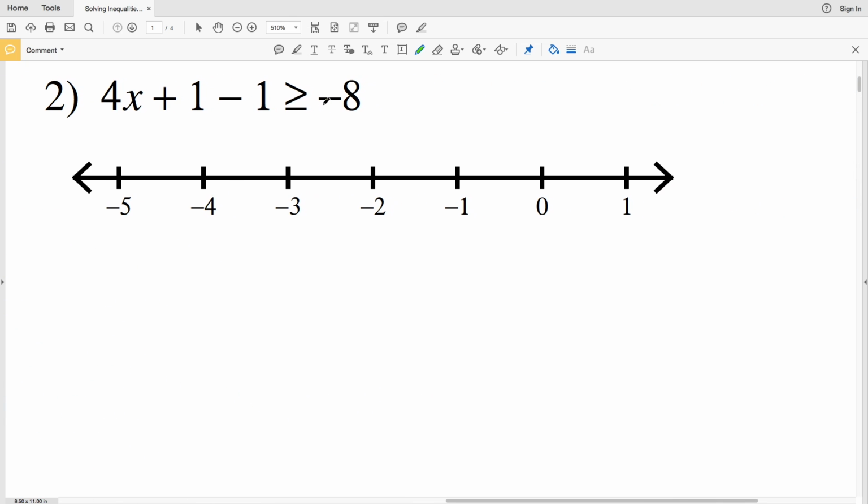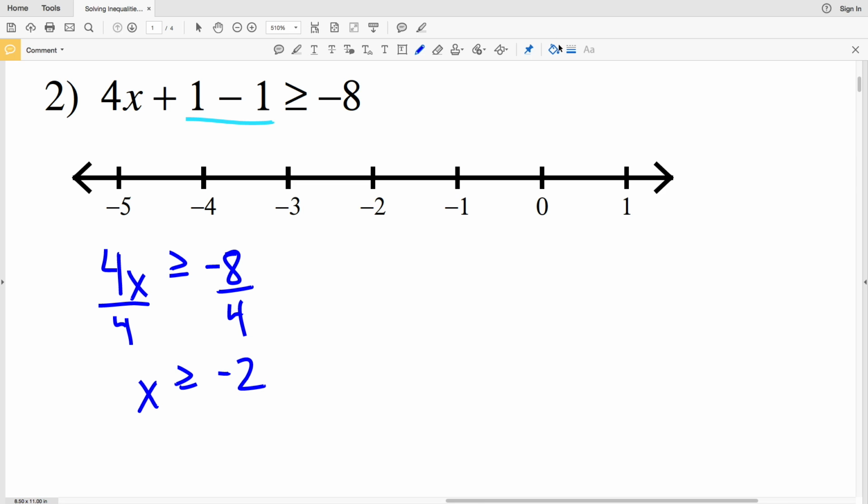In number 2, we have 4x plus 1 minus 1 is greater than or equal to negative 8. Combining like terms, 1 minus 1, we're going to get 0. So that'll be 4x plus 0, which is simply 4x. And that's going to be greater than or equal to negative 8. So I'll divide by 4 on both sides to get that x is greater than or equal to negative 2.